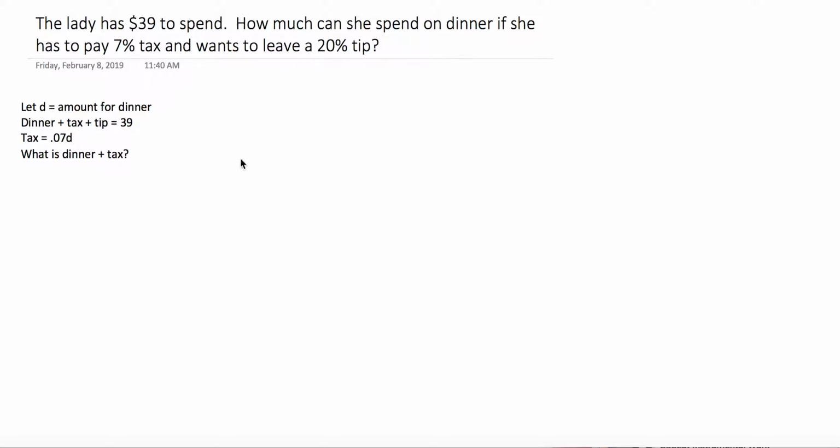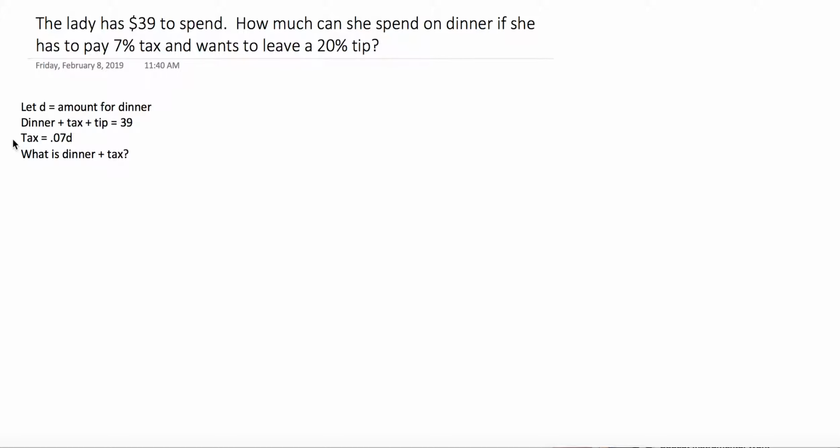So what I've done over here is I've identified D as the amount of money that she can spend on dinner. The real crux of the problem is here. We want her dinner plus the tax on the dinner plus the tip over the tax and dinner to be equal to $39. So the tax is going to be 7% of her dinner.